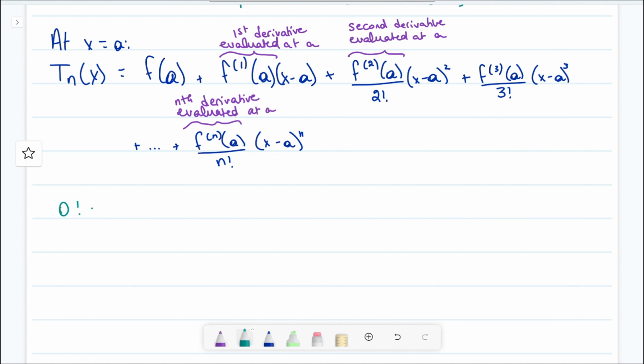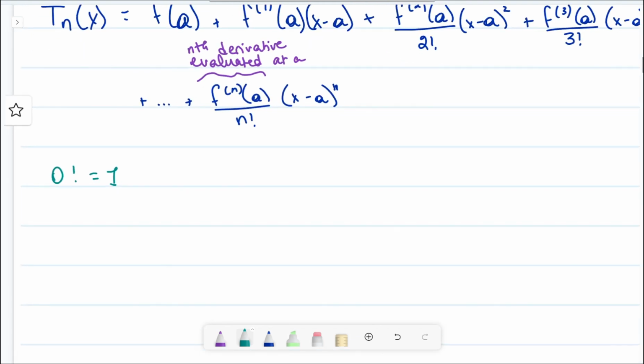0 factorial is 1. You just have to accept this for now. We will not really explain it. Now 1 factorial is 1. What is a factorial? It is if you multiply the number, let's say 2, by everything that's below it, the integers. So 2 times 1, which is 2.